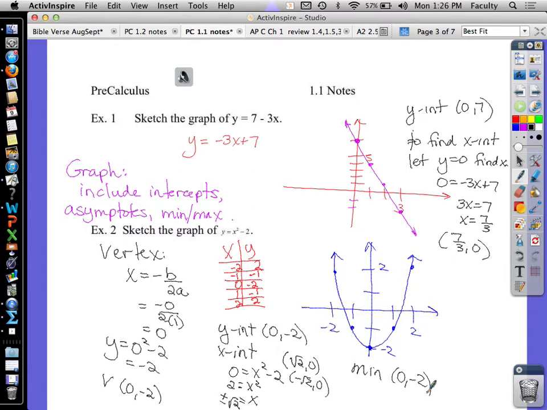Lines, parabolas, an absolute value gives a V shape. Remember our square root, our cube roots from last year? We know what those look like. Our e to the x, our logarithms, sine, cosine. We have a whole lot of functions that we can deal with now.